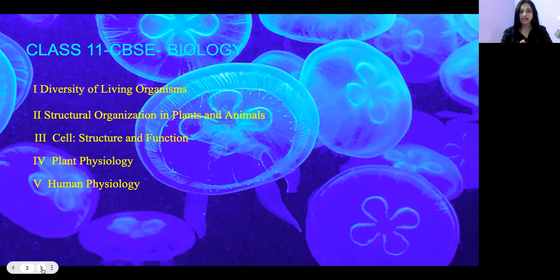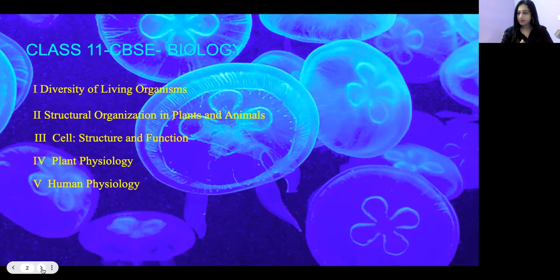Then coming to cell, structure and function. It looks so simple, but in depth we are learning about all the cell organelles and their functions in detail. Along with that, cell division and biomolecules are included here. Then coming to plant physiology, the most important one for competitive examination purposes, where we learn about respiration, which includes glycolysis, Krebs cycle, and also the electron transport system. Then photosynthesis, photosystem 1 and 2, and transport mechanisms in plants, along with plant growth hormones and nutrition.